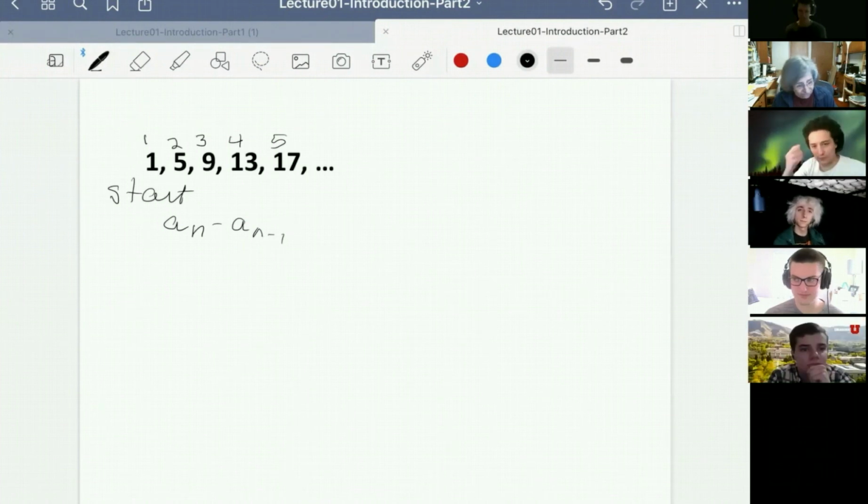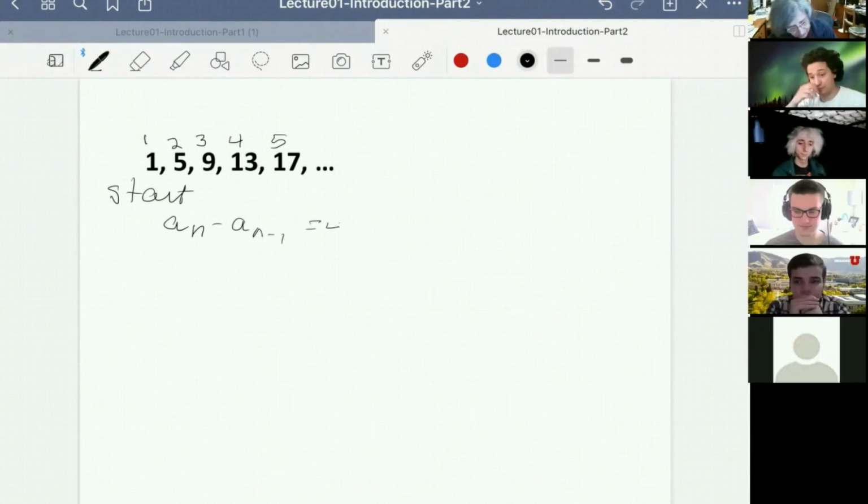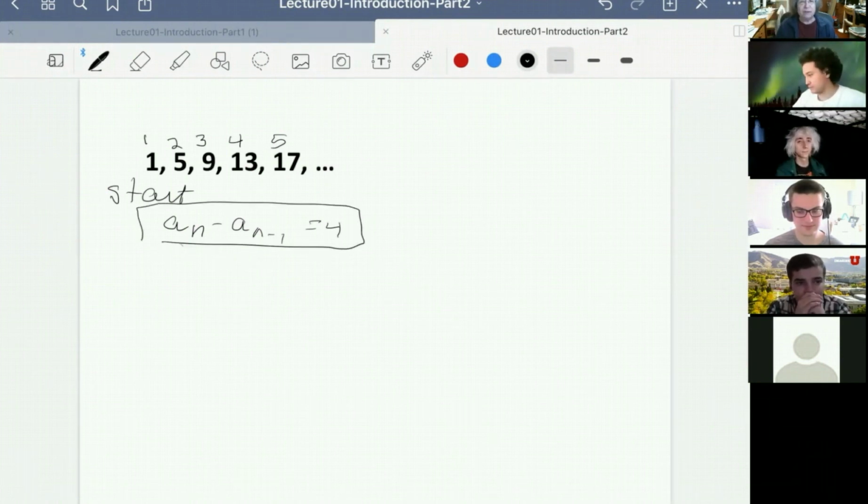4. 4, very good. And that gives us our answer right off the bat for the recursive form, except it doesn't tell us what the first one is. So how do we start it? A sub 1 equals 1. Now we can do this because we know what the next one is. So that means that A sub n is equal to A sub n minus 1 plus 4.